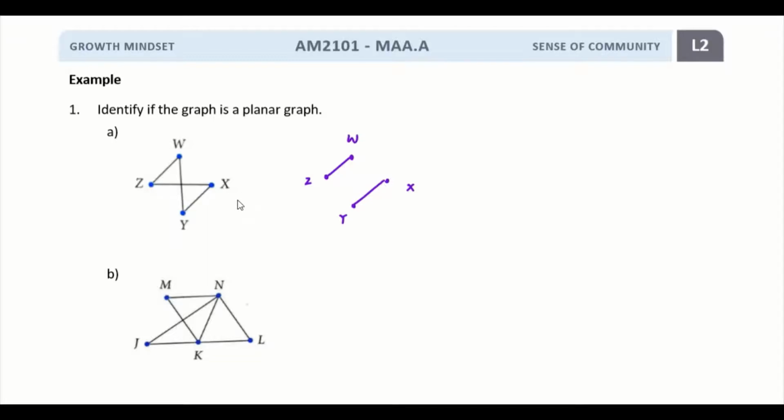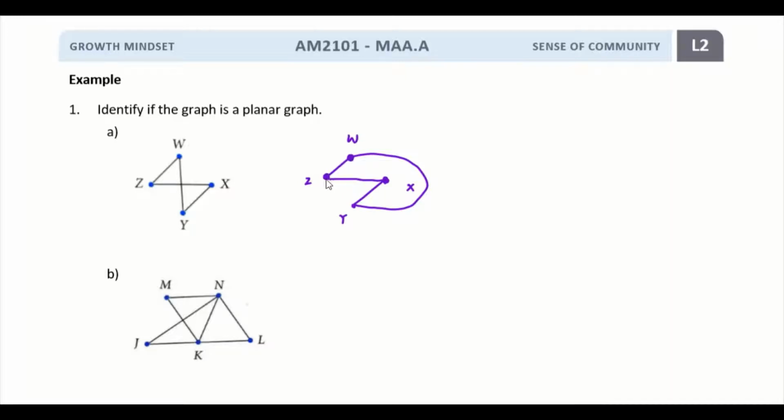So same thing, you can pick either one. So in this case, let's try to do this. Okay, so let's say we try to pick Z and X, which means that we will need to pull up the wire here. So we'll need to place this edge of WY in another way. So in this case, you just try to connect it the other way. Okay, so let me try to say it again.